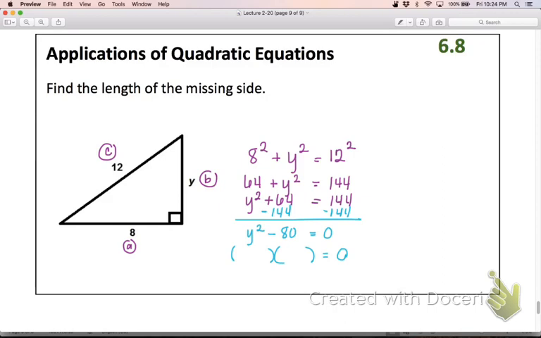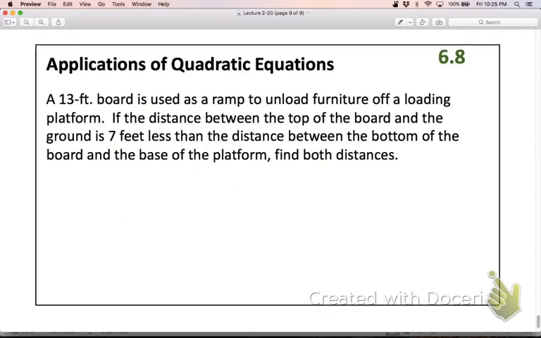Let's look at one that's just slightly more complicated here. So, this kind of goes with slope. This is going to be a lot of things that you would see in construction or architecture or different things like that. So a 13-foot board is used as a ramp to unload furniture off a loading platform. If the distance between the top of the board and the ground is 7 feet less than the distance between the bottom of the board and the base of the platform, find both distances. So that's kind of a lot of stuff to think about.